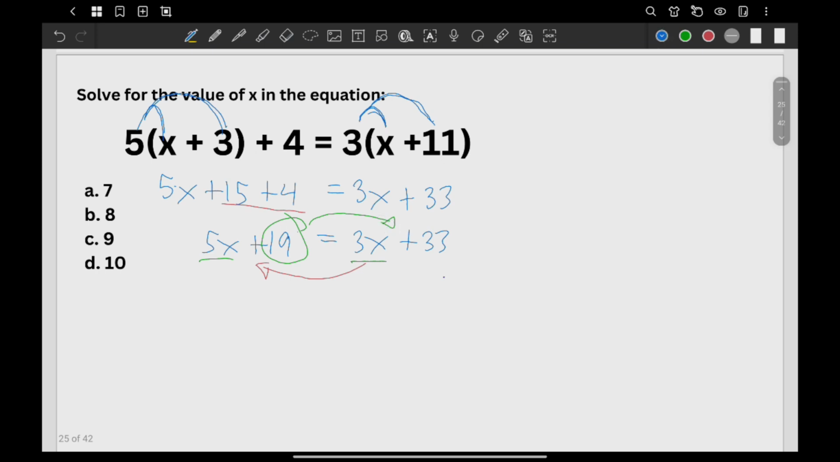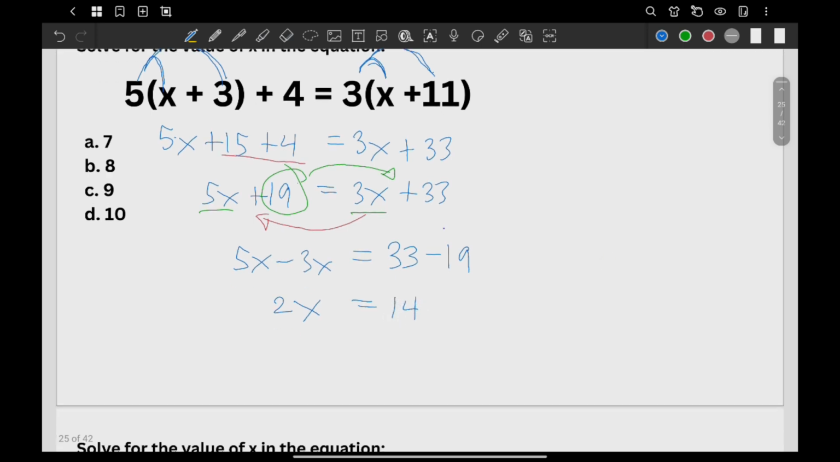You have now 5x. Again, you will transpose the 3x, right? What will happen to 3x? It will become negative 3x. Now, on the right side, we have the 33. I'll just copy the 33. We will move something from left going to right. That's the 19, and it will become negative 19. I hope you can follow that part. Now, you have here 5x minus 3x. That's going to be 2x is equal to 33 minus 19, which is going to be what? 14.